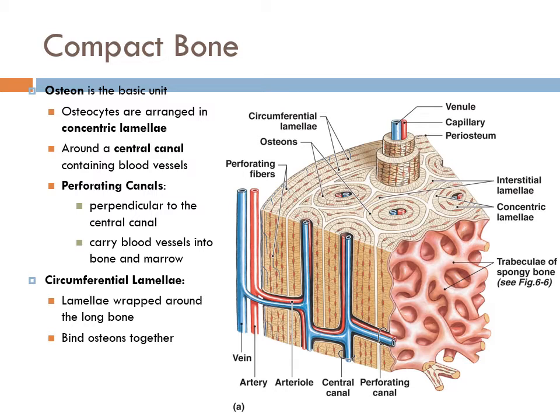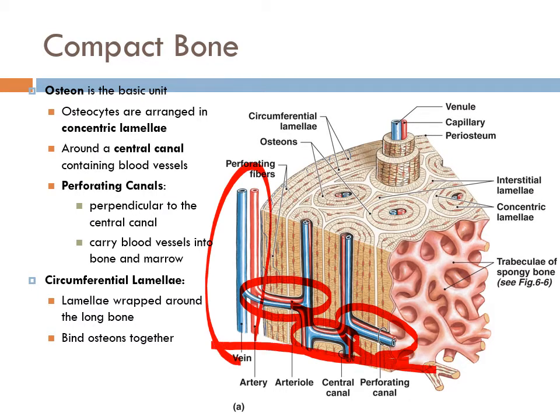The perforating canals are the canals that go horizontally. So the central canals go lengthwise along the long bone, and the perforating canals go horizontally. So they're at a 90-degree angle from the central canals. And so they're bringing a blood supply from outside the bone all the way into the trabecular or spongy bone on the inside of the marrow cavity.